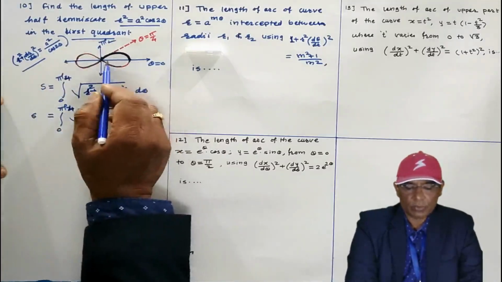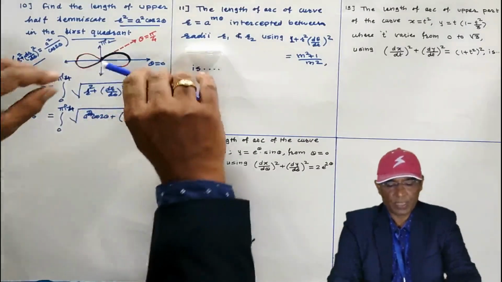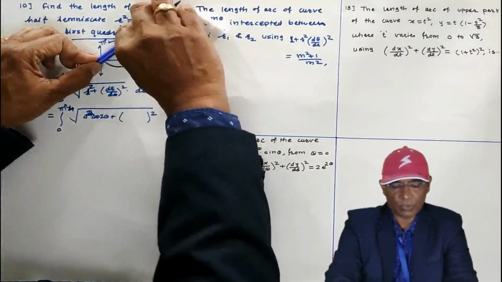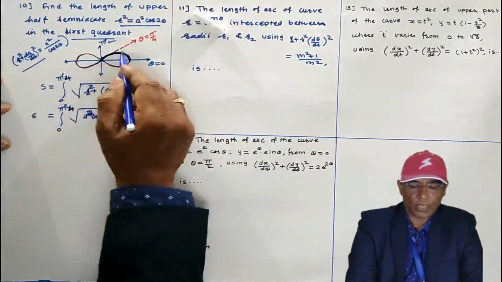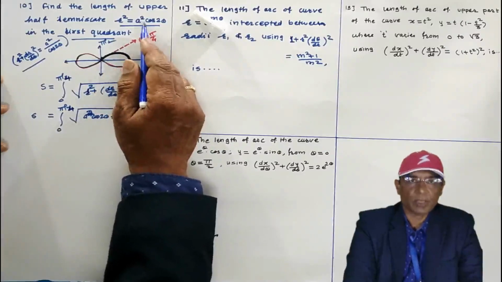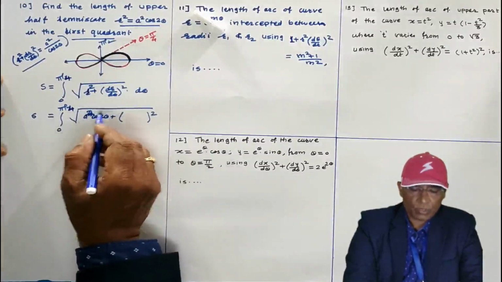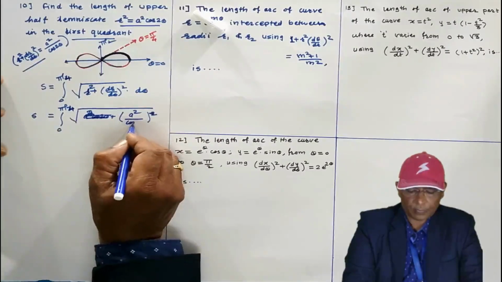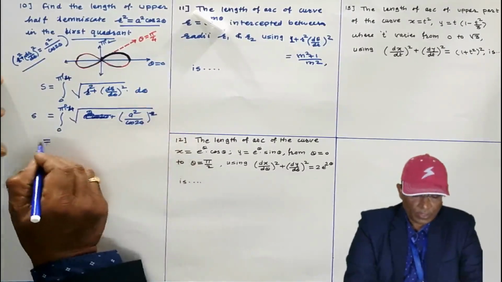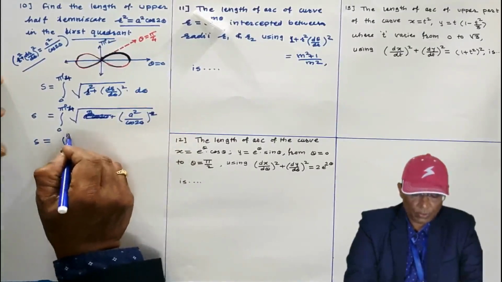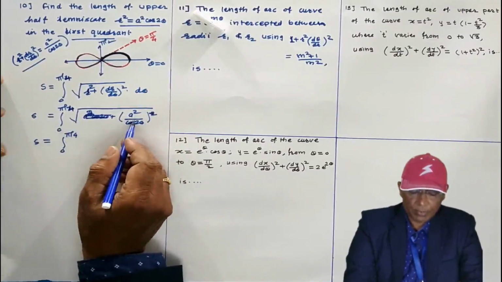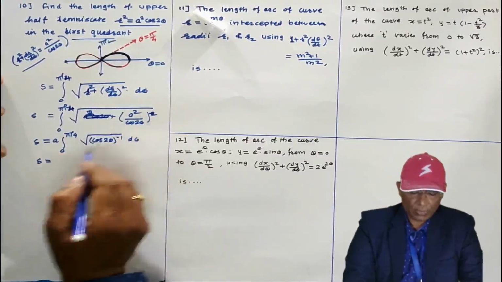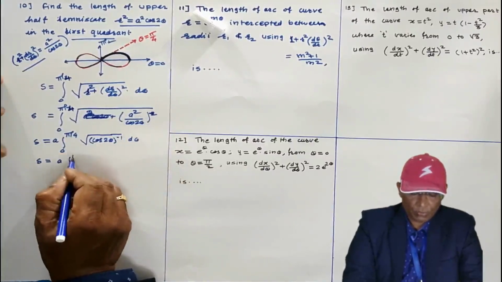Theta varies from 0 to pi by 4. In order to cover this curve, I have to move the strips from 0 to pi by 4. I have written 0 to pi by 4 because this is the tangent to the curve. Then the value of r square plus (dr by d theta) whole square is a square by cos 2 theta. Then s equals integral from 0 to pi by 4, with a here, and cos 2 theta in this variable.